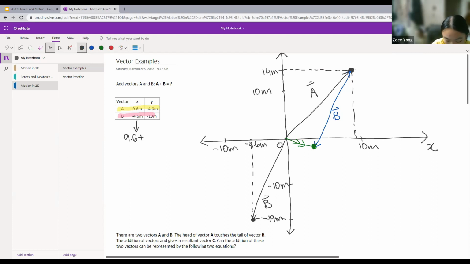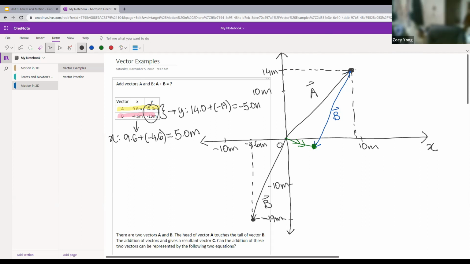9.6 plus, and this is negative 4.6. When you add a negative, it's the same thing as subtracting, right? So it's just going to be 5.0 meters for the x, okay? And then for the y, you're going to add these 2 numbers together. You're going to get 14.0 plus negative 19, which remember is just the same thing as subtracting. So what's 14 minus 19? You got the 5 for that one, right? Yeah. So just very simple, just adding and subtracting.